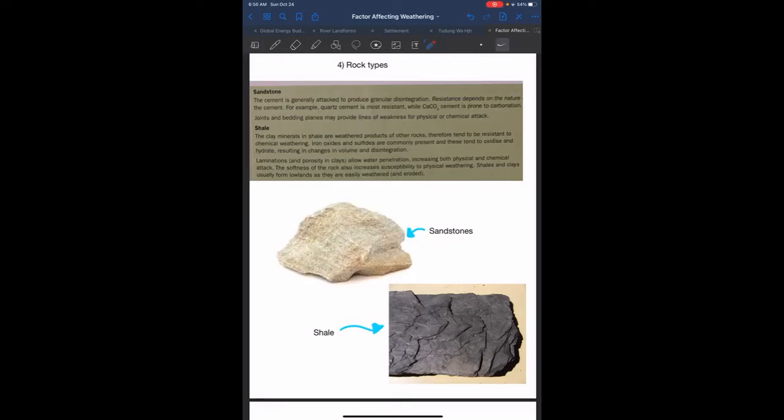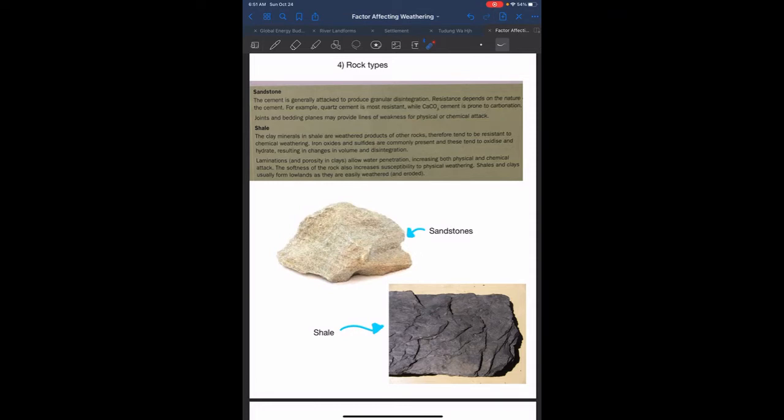Okay, types of rocks. The first will be sandstone. The cement is generally attacked to produce granular disintegration. Resistance depends on the nature of the cement. For example, quartz cement is more resistant, while calcium carbonate cement is prone to carbonation. This is because of the presence of joints and lines of weakness, so they will be prone to physical or chemical attack.